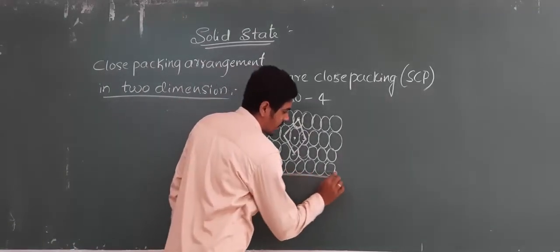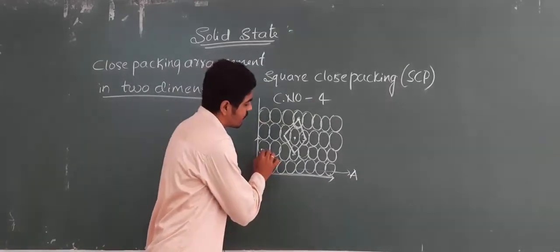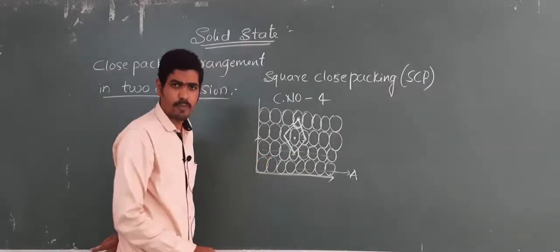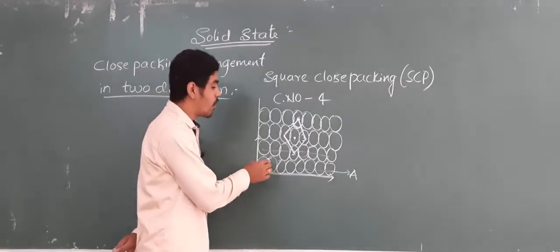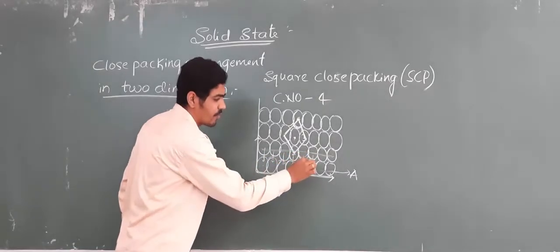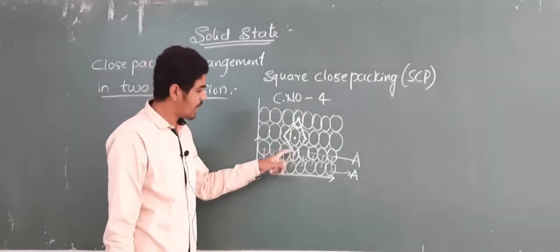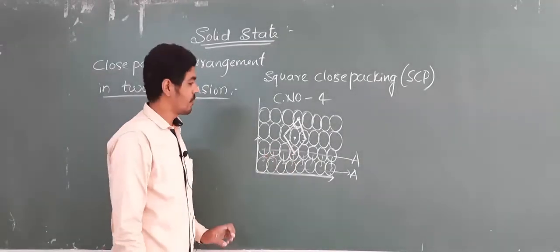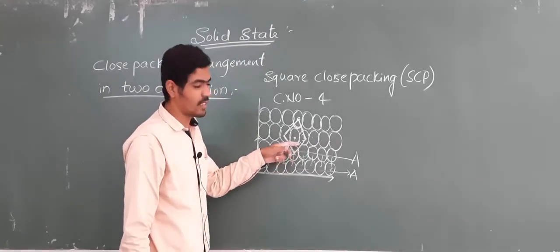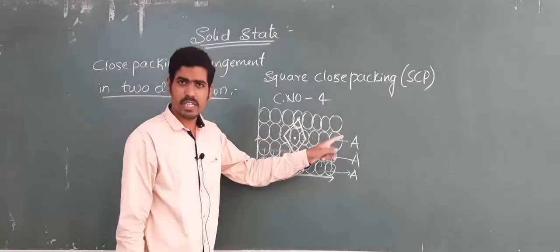Now another thing, if I consider this row and give the name A for this row, what name can I give to this second row? Is the second row the same as the first row? It is the same as the first row, because the second row particles are exactly kept on the particles of the first row, and hence it is also named A only, because both have the same number of particles, the same kind of arrangement. And if I say the third row, what can I say? Is it the same? It is the same as the first row as well as the second row, and hence I will name it A only. If I consider the fourth row, that fourth row is also the same, and hence it is also named A.